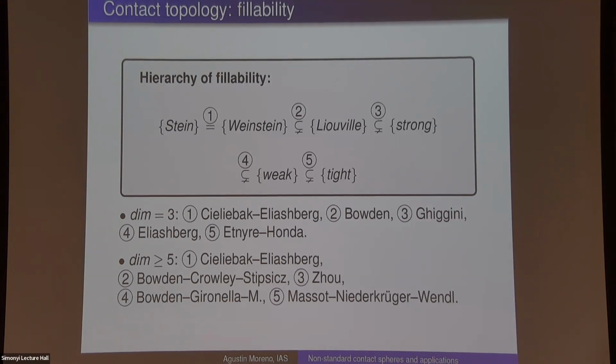On the symplectic side, there's the notion of a Weinstein manifold, which one obtains by attaching a sequence of Weinstein handles to the ball.